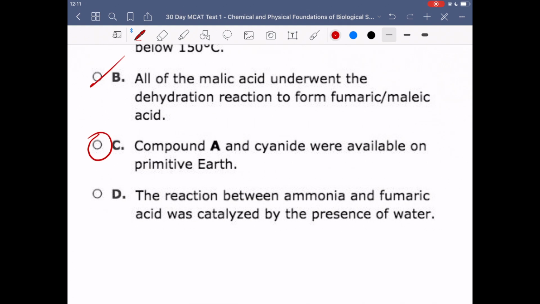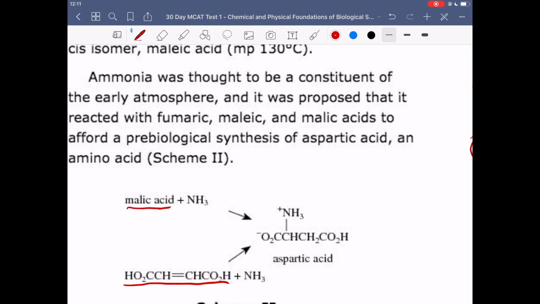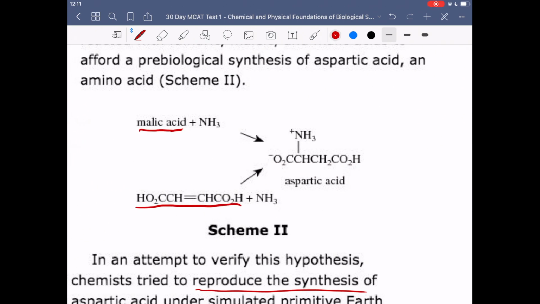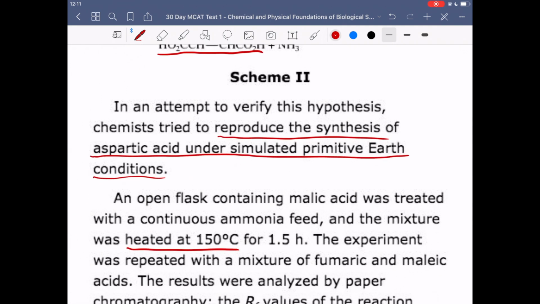And option D now is saying the reaction between ammonia and fumaric acid was catalyzed by the presence of water. No. Here they just wrote the fumaric acid, they wrote ammonia.